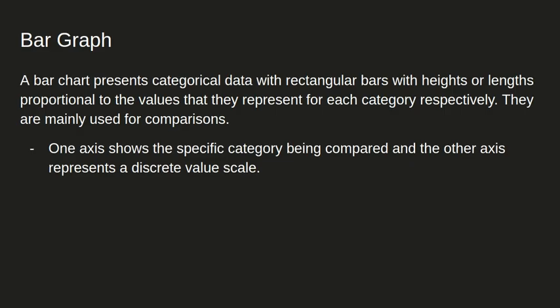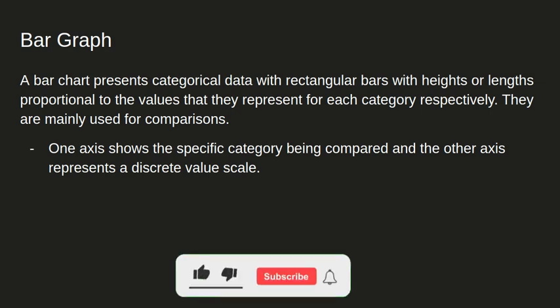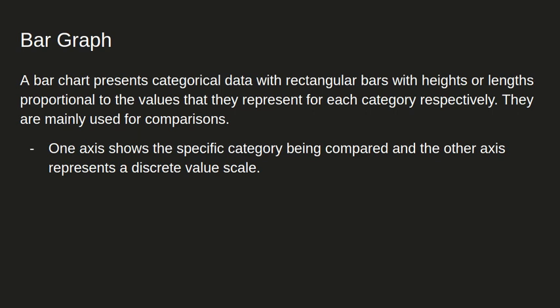So let's look at what we need to study in order to solve that question. A bar graph represents categorical data with rectangular bars with the height or the length proportional to the values that are present for each category respectively. They are mainly used for comparison, to compare different categories within a given column. One axis shows the specific category being compared, and the other axis represents the discrete values of that category, like 10, 20, just a number. Okay, so that's basically it.